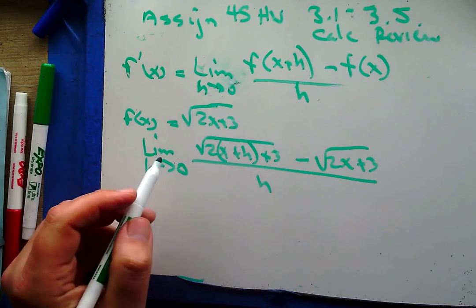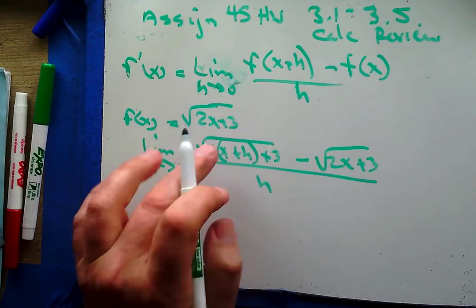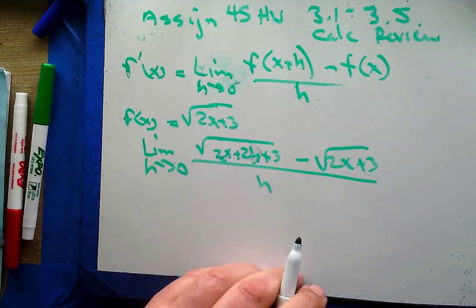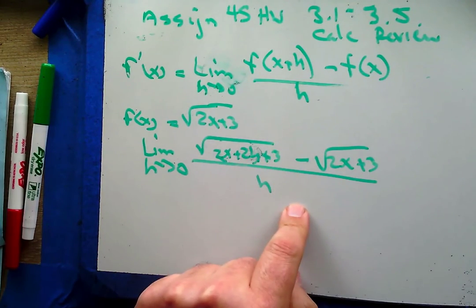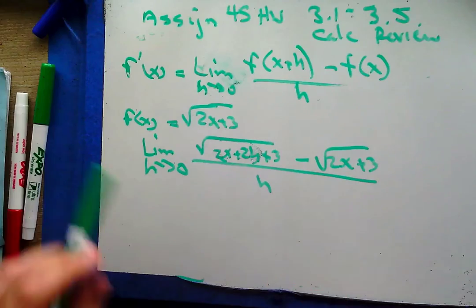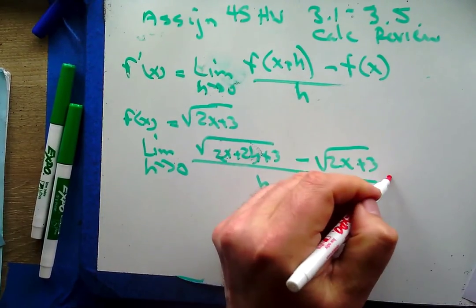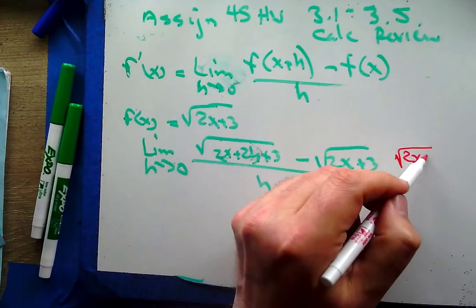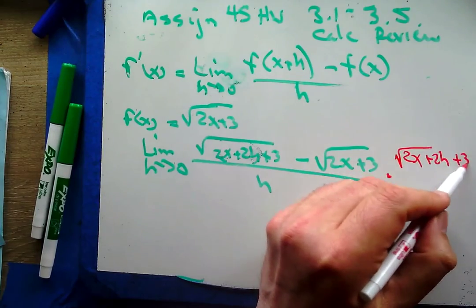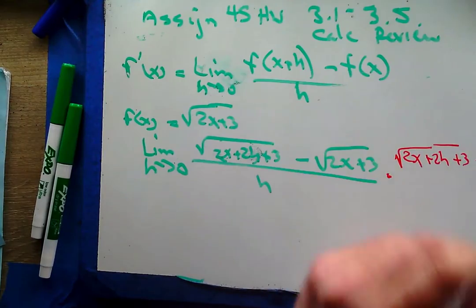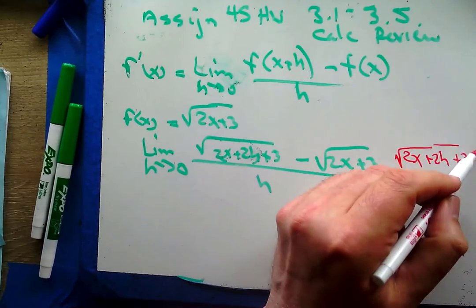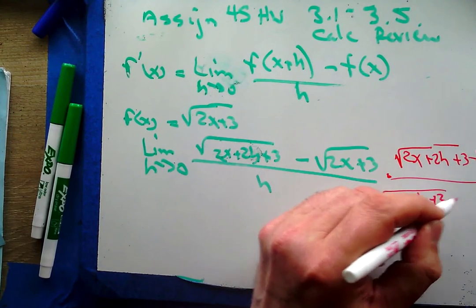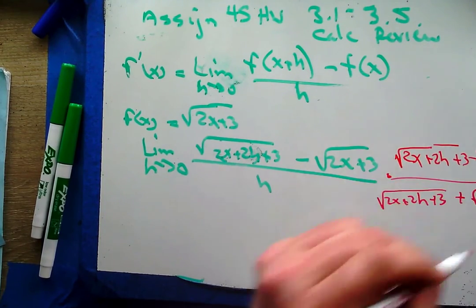Okay, so now what? Well, I could distribute it in here and get 2x plus 2h. But I can't subtract these, and if I put a 0 in here, I'm going to end up with 0 over 0. So now I need some algebra magic. Remember what that was? That's right, we need to rationalize the numerator by multiplying by the conjugate. Square root of 2x plus 2h plus 3 minus square root of 2x plus 3. No, not minus, plus, because we're using the conjugate. Square root 2x plus 2h plus 3 plus square root 2x plus 3.